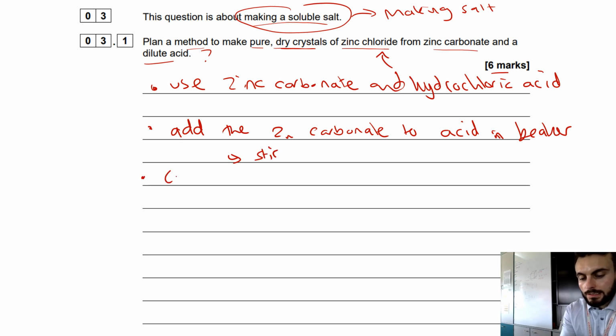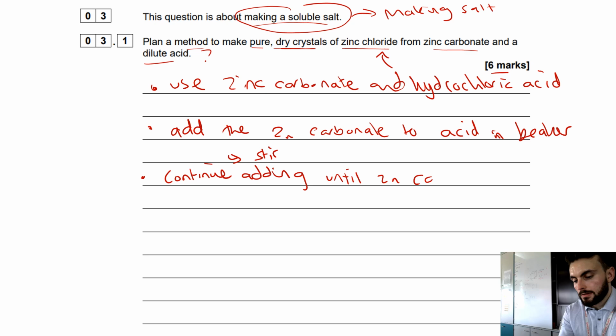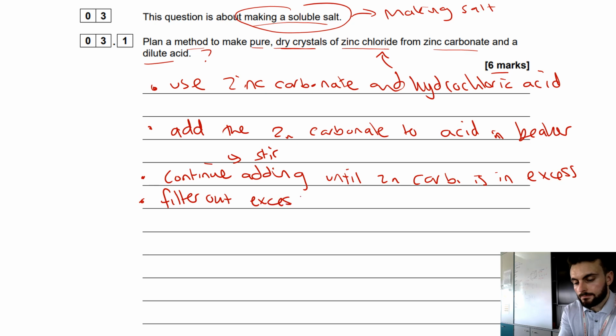Then we're going to continue adding until it's in excess, until zinc carbonate is in excess. Okay, 3 marks so far. Then we need to get rid of the excess, because if you keep adding it in excess, you'll see that there's leftover solid. So then we're going to filter out the excess. Filter out excess zinc carbonate.